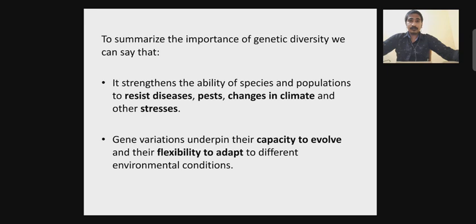Then you might have observed also some of the animals which are living in extreme areas, in the extreme northern polar regions as well, right? So how is it possible? It is possible because they are genetically different, and that is what led to the adaptation in their body, right? So gene variation underpins the capacity to evolve and the flexibility to adapt. Like I said, the variety in the genes enables species to adapt to any condition, in any environment.